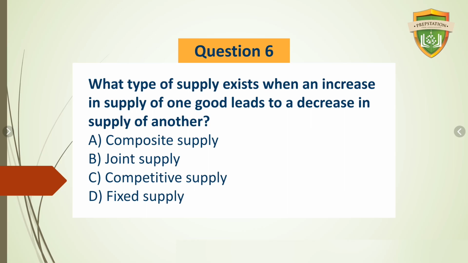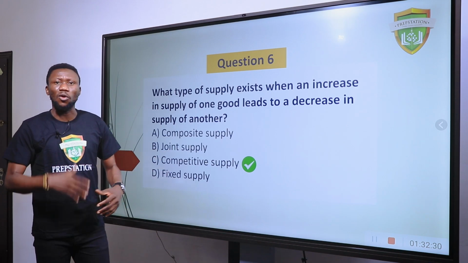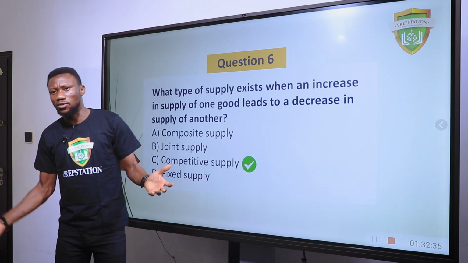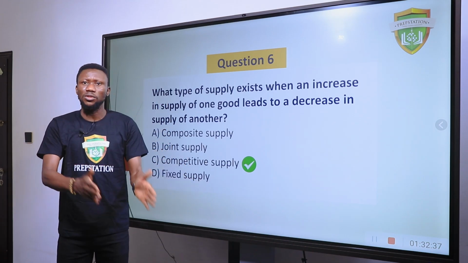Okay, number 6 is, what type of supply exists when an increase in supply of one good leads to a decrease in supply of another? In supplying one thing, you have to supply less of the other, and that is what we call competitive supply, because they are competing for the supply. If you supply more of this, you have to supply less of that. If you produce more of this, you have to produce less of that.